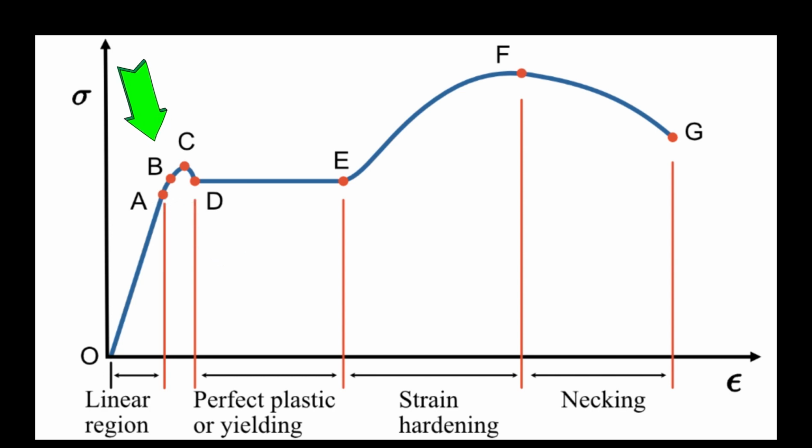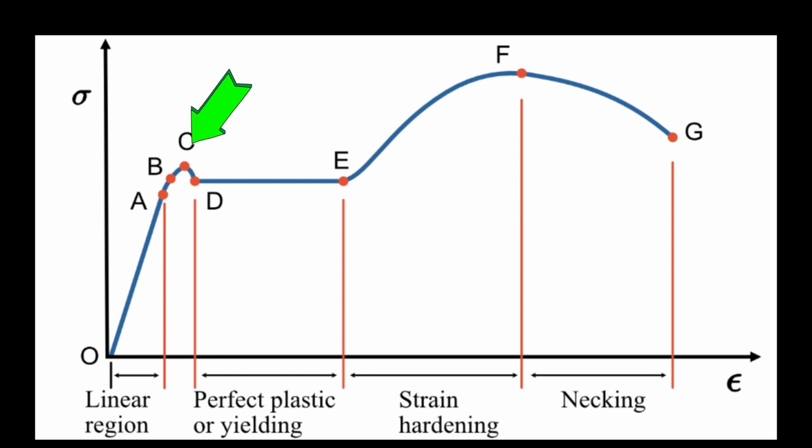Point B on the diagram indicates the elastic limit, which is the maximum stress that a material can endure and still return to its original shape after the applied stress is removed. It is similar to the proportional limit but represents the upper bound of the material's elastic deformation range. If the stress exceeds the elastic limit, the material undergoes permanent deformation.